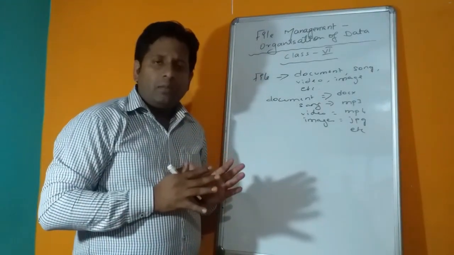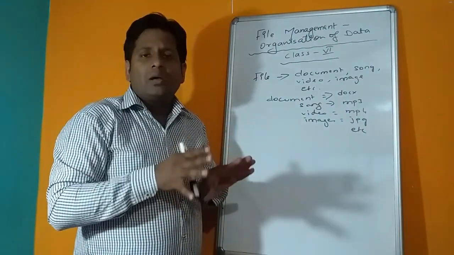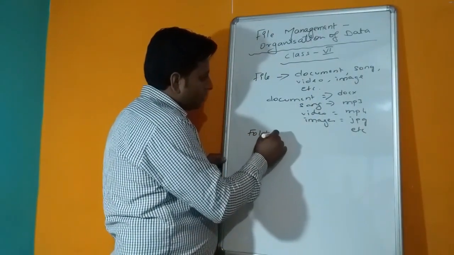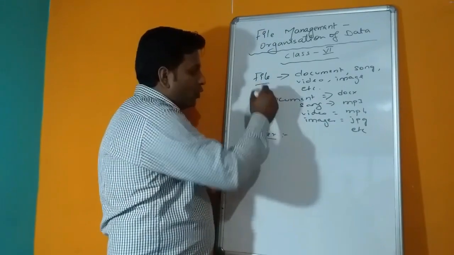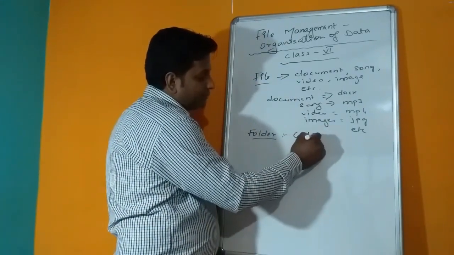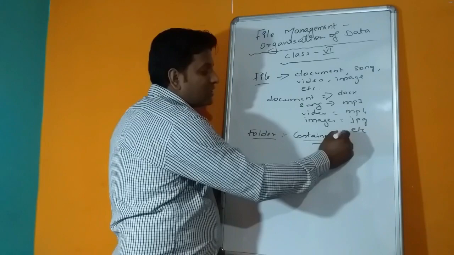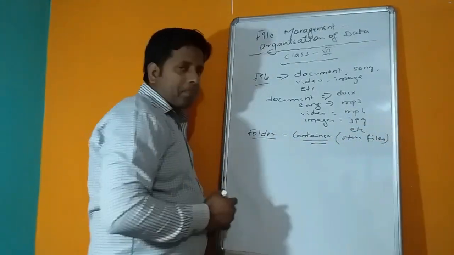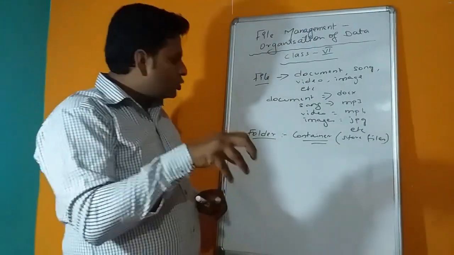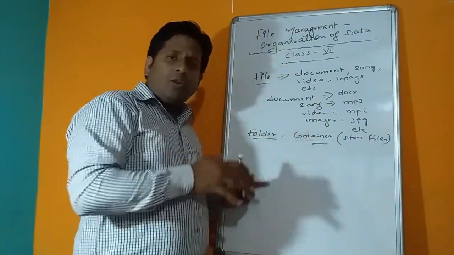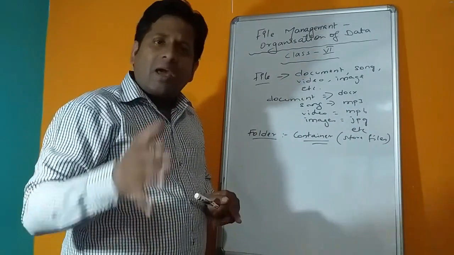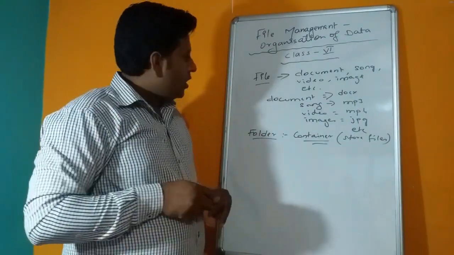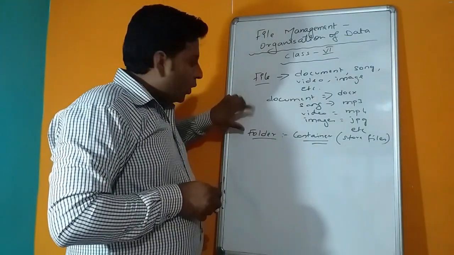Now these files we can collect and store in a container known as a folder. So what is a folder? A folder is a container. We can store files, and even another folder can be stored in a folder. That means a folder can be used to store files as well as subfolders. So that is what a file is and what a folder is.